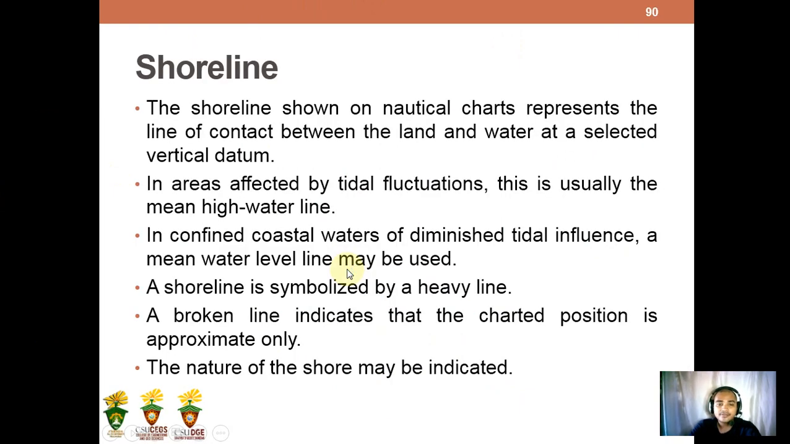Next is the shoreline. Dapat ang shoreline sa nautical charts represents the line of contact between the land and the water. So mura siya og boundary of the land and the water. So that's the shoreline. So dapat naka-indicate siya or dapat naka-select na ang vertical datum nga imong gamit for heights. And in areas affected by tidal fluctuations, kung dili nimo siya ma-determine kung asa gyud ang iyang shoreline, this is usually the mean high water line, or makuha nimo siya sa imong tidal reference, kung unsa ang iyang height sa mean high water line. Pag naay fluctuation, kung dili gyud nimo ma-determine kay hyper kaayo ang mga waves.